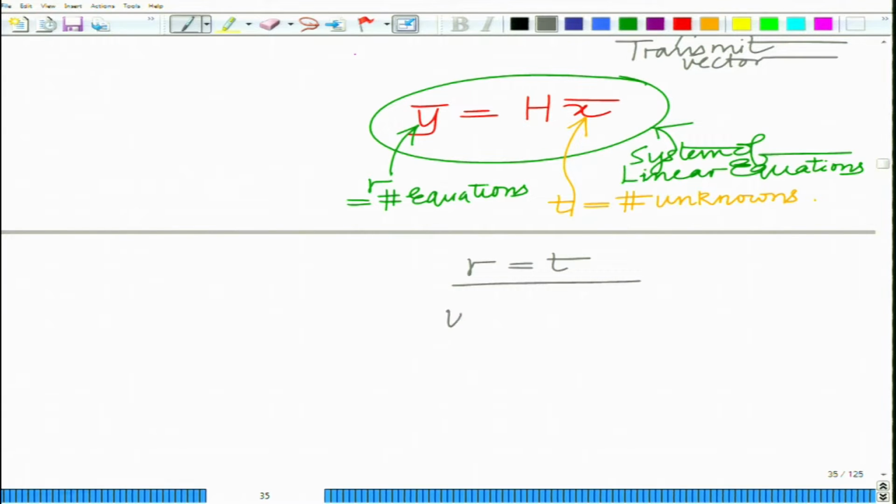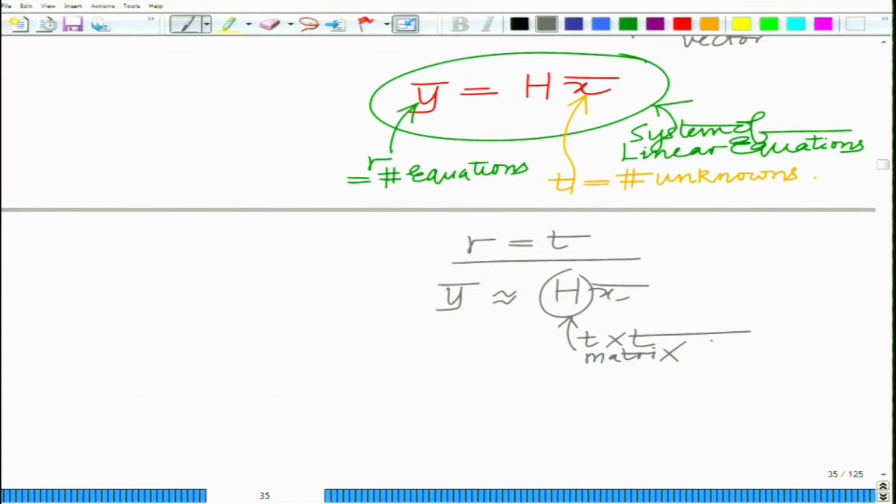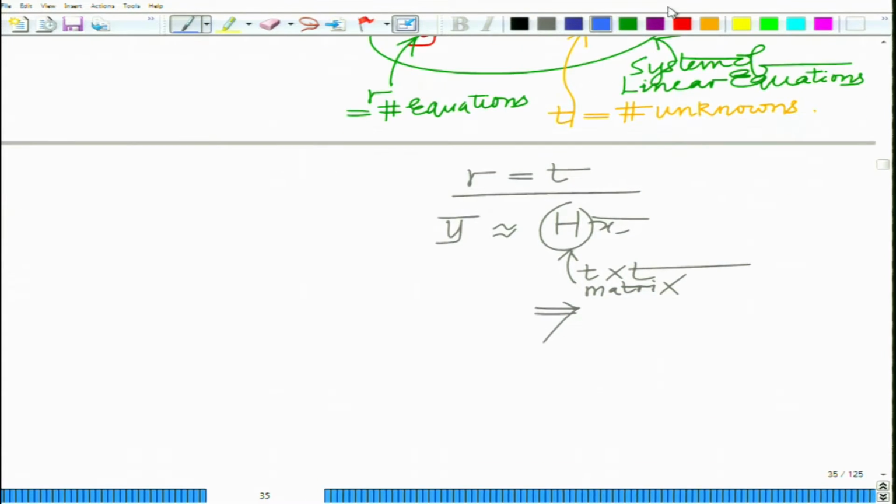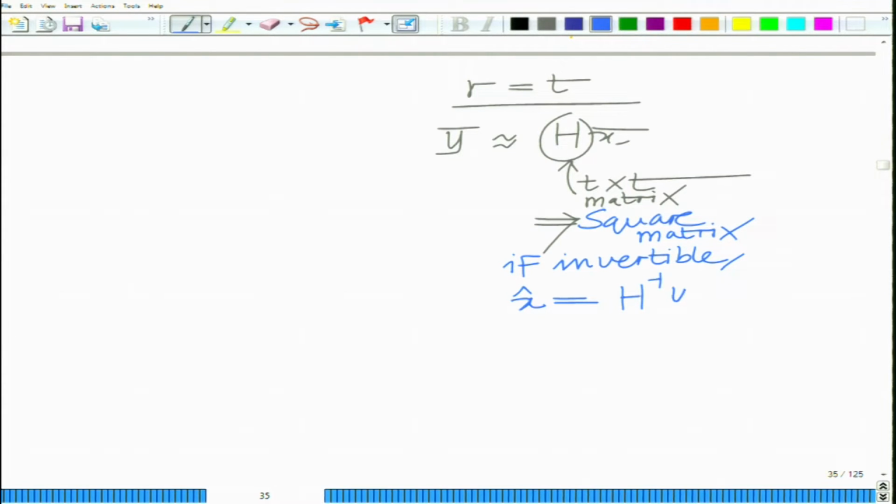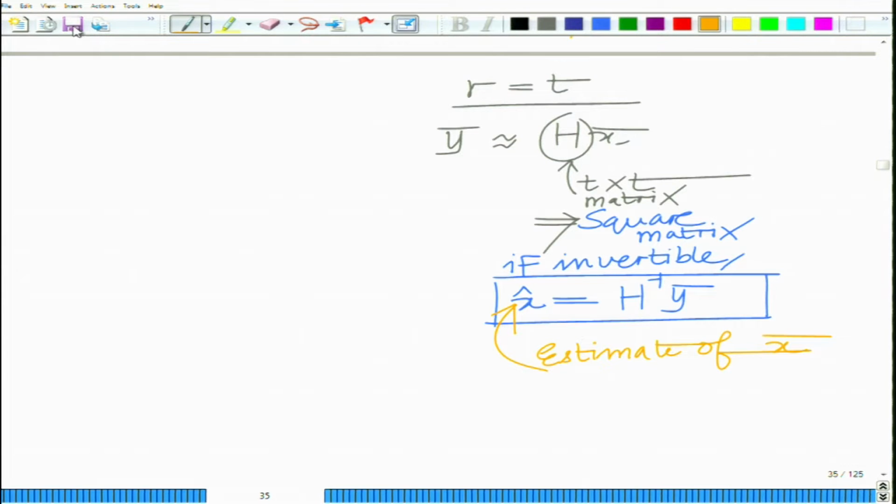So if r equals t, we have y bar equals h x bar. Because r equals t, this is a t cross t matrix, which implies it is a square matrix. If invertible, remember inverse is not guaranteed to exist, then I can find x hat, that is the estimate of vector x, as h inverse y bar. X hat equals h inverse y bar. This is the estimate of the transmit vector x bar.